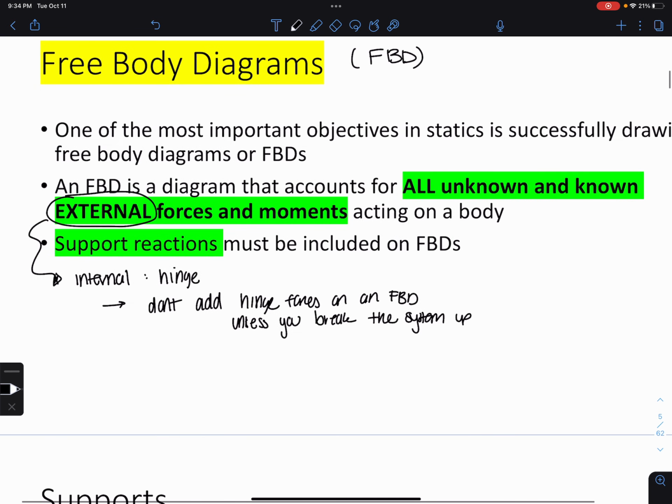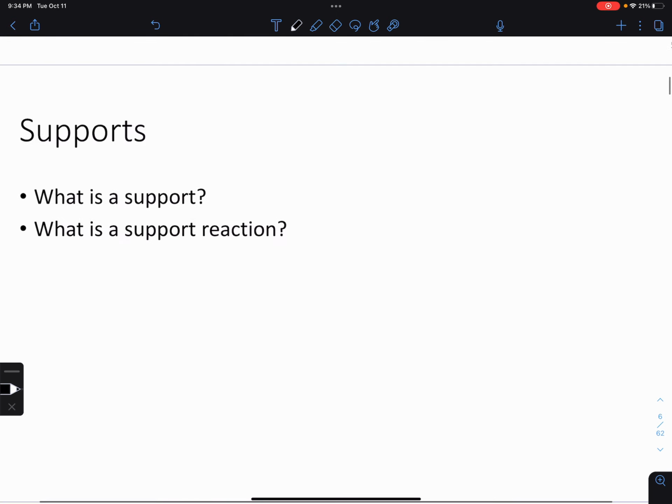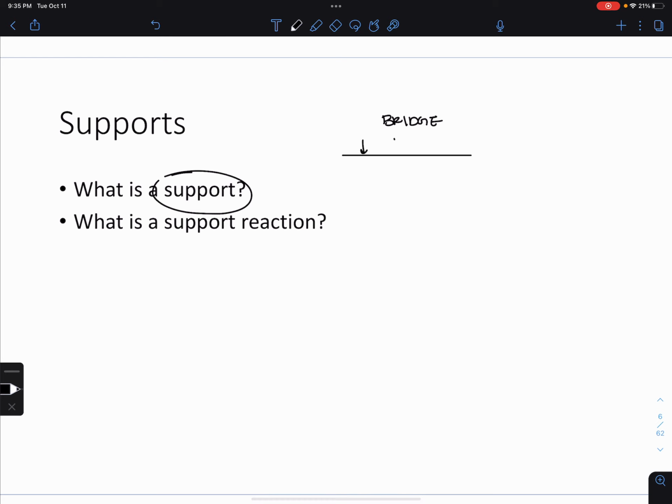Okay. Support reactions have to be included in FBDs. So you might be wondering, what is a support reaction? And we're going to go over that before we get into drawing FBDs. So the first question here is, what is a support? A support is something that you need to support your structural system, and your structural system is what's taking the loads. So let's say you have a beam that you're designing, or let's say this is a bridge. Okay. Your bridge has loads on it, right? These are cars driving by, or trucks.